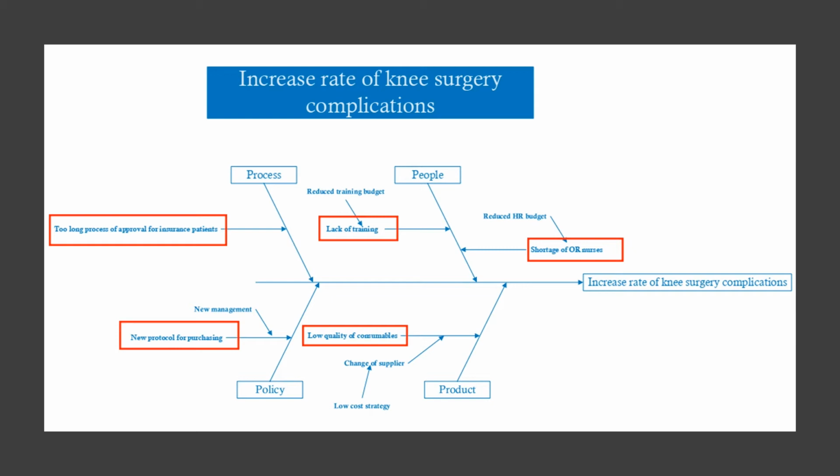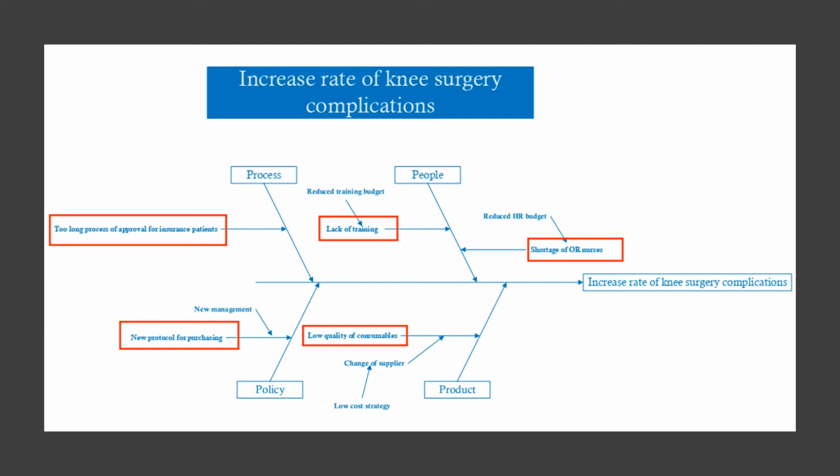Now, second step is to brainstorm for the major groups of causes. So, the team has agreed on 4 groups of causes. These are people, process, policy, and product. Now, third and last step is to start brainstorming, searching for causes under each category.